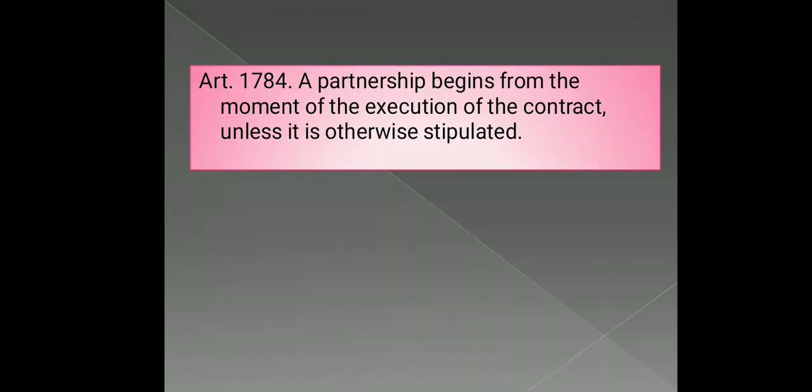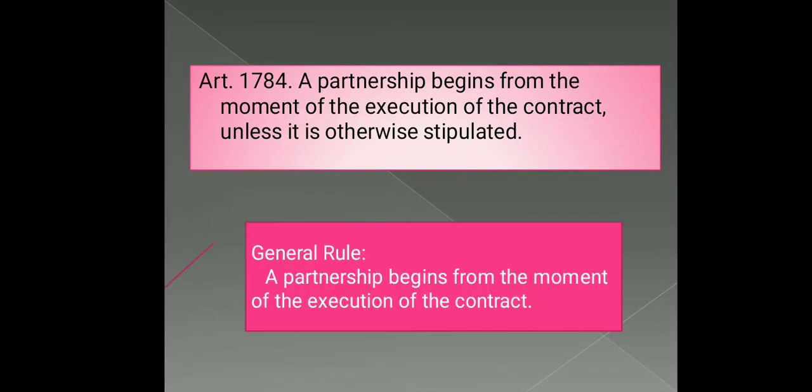So Article 1784, a partnership begins from the moment of the execution of the contract unless it is otherwise stipulated. So meron siyang general rule. A partnership begins from the moment of the execution of the contract. So, for example, X and Y entered into a contract of partnership on July 2, 2020. So, the life of their partnership begins on July 2, 2020 when the partners executed their contract of partnership.